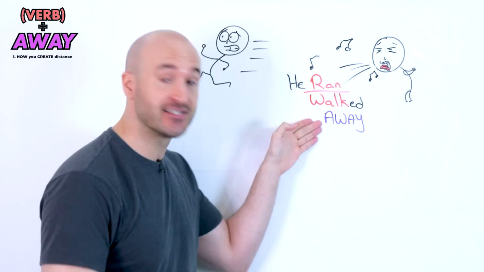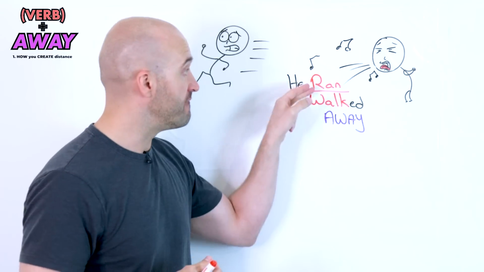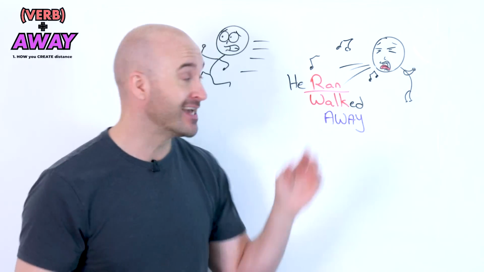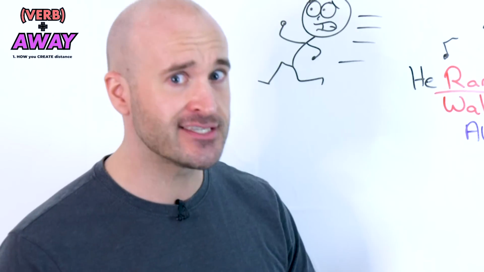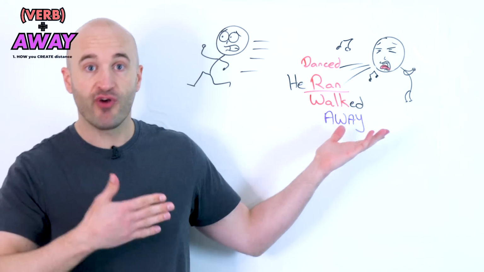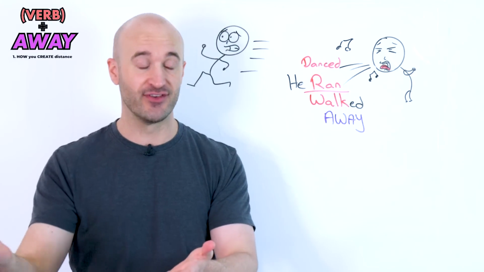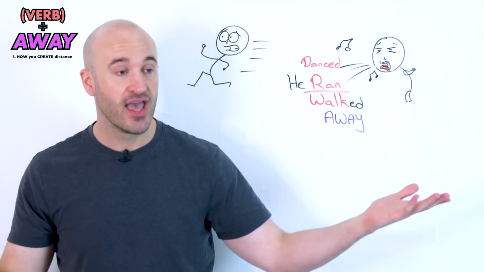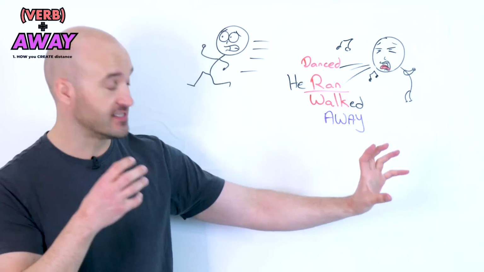Again, this says what happened. Create a distance. The verb says how it happened. Did you walk? Did you run away? Did you dance away? Walk away, run away, dance away. In a car, how did your dad leave you? Drive away. Any verb plus away creates distance.